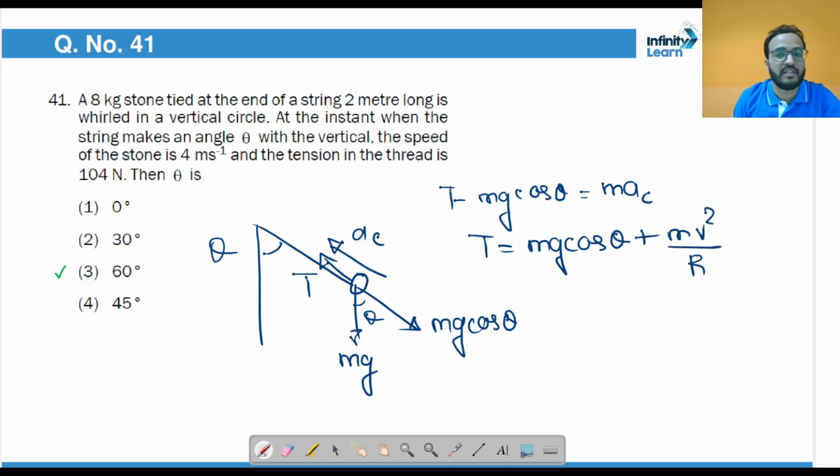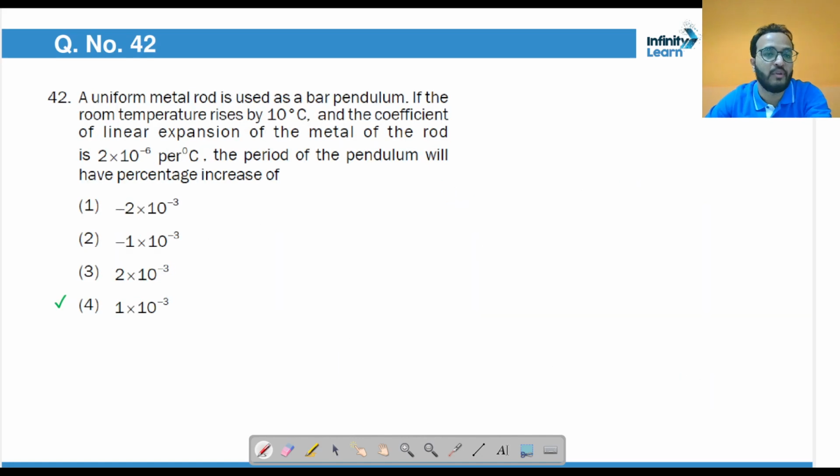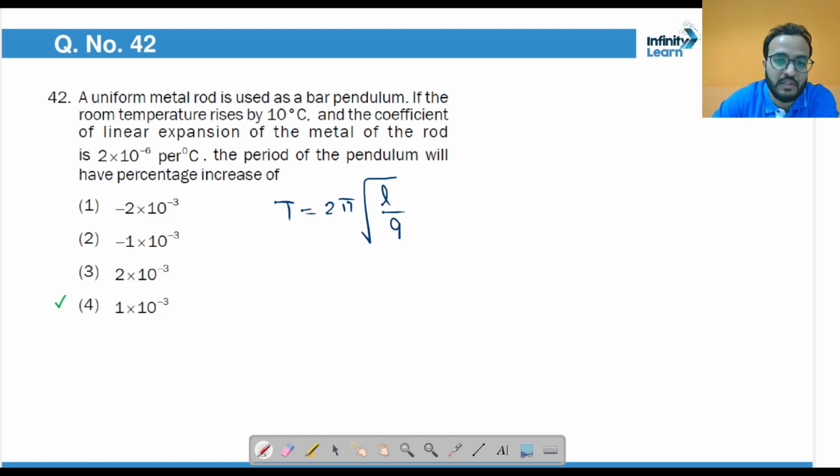Everything is given. M is given, R is given, theta is given, right? If tension is given, everything is given. You put it, solve it, you will get cos theta as half. So theta is 60 degrees. Got it? 42. We know that time period of a pendulum is 2 pi root over L by G.